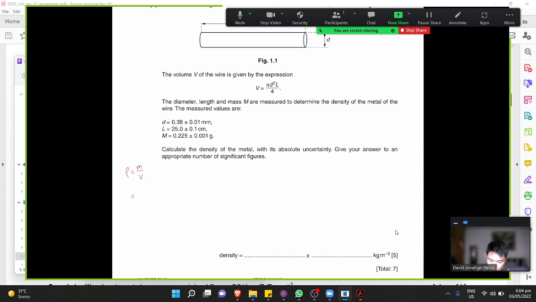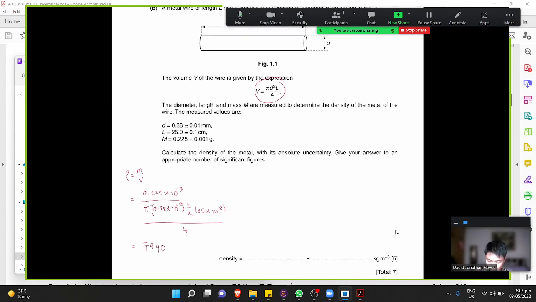So we start with the mass, 0.225 times 10 to the negative 3, all over, use this equation, this one. So that's pi times 0.38 times 10 to the negative 3 squared, multiplied by 25 times 10 to the negative 2, all over 4. Okay, solve this and you will get 7940. Round off. So you'll have kilogram per cubic meter. Okay, so this is now your value for your density.